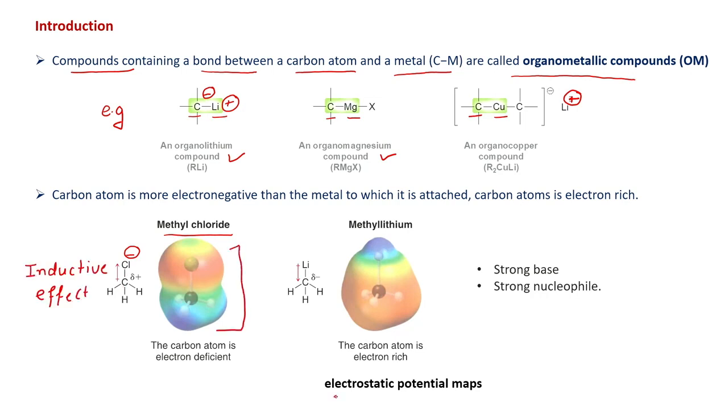This is an electrostatic potential map. It tells you where the density of electrons is high. The red portion shows high electron density, which is toward chlorine, and blue shows that electron density is very low, and it is on the methyl. But in an organometallic compound like methyl lithium, you can see the electron density on carbon is very high compared to lithium.